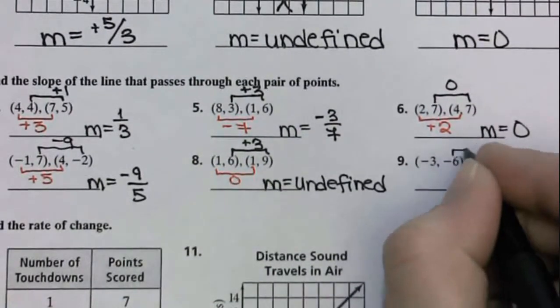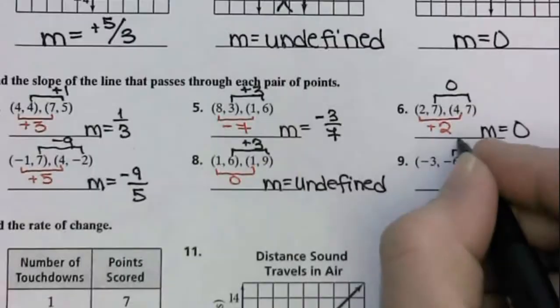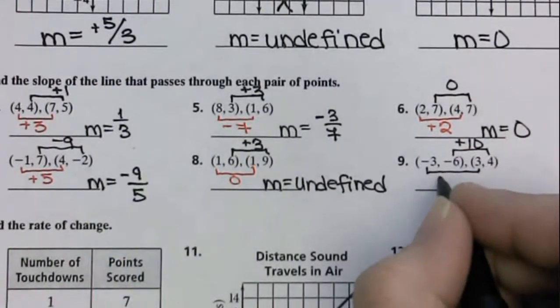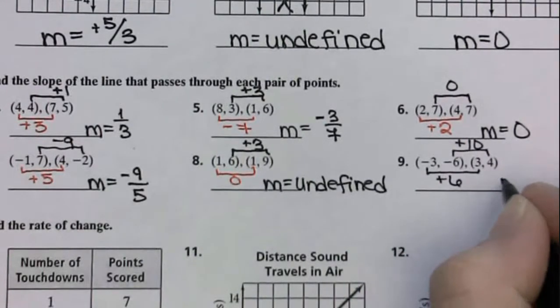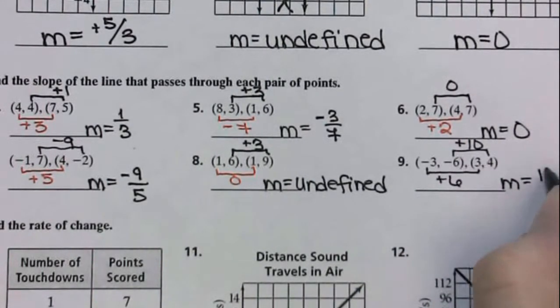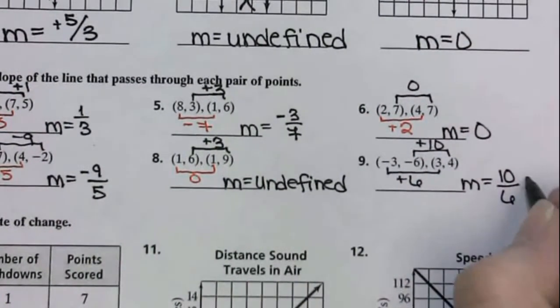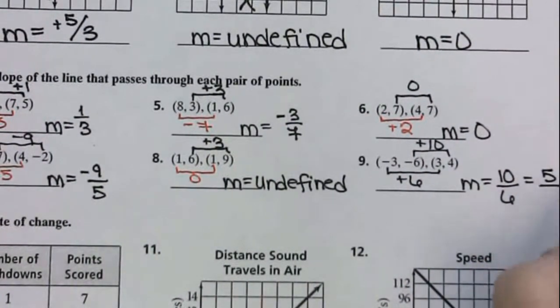Alright, from -6 to +4 on our number line is to the right 10. From -3 to +3 on a number line is to the right 6. And so our slope is +10/6, which can also be reduced to 5/3.